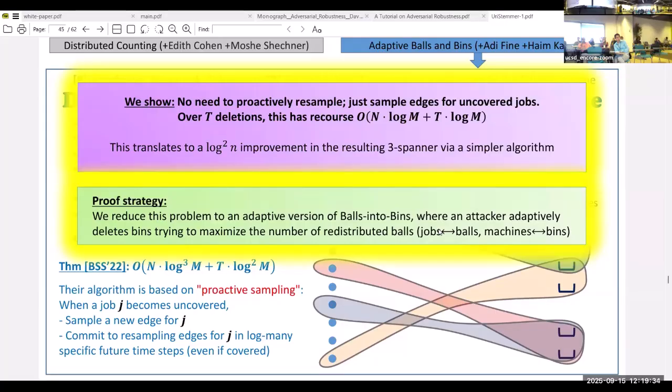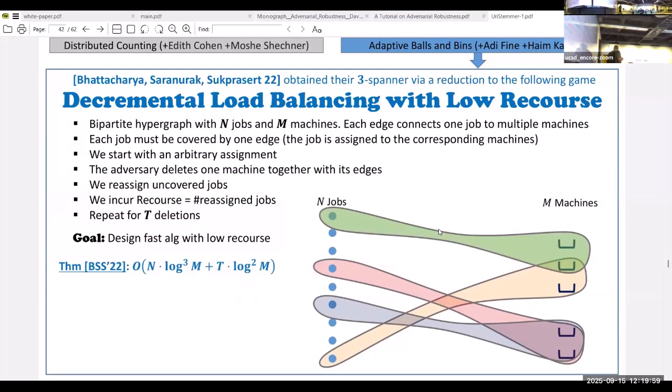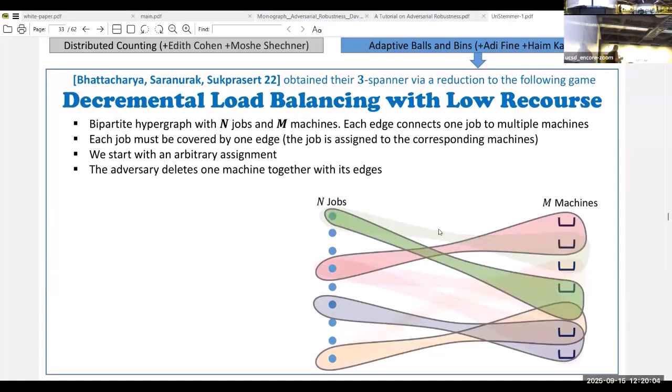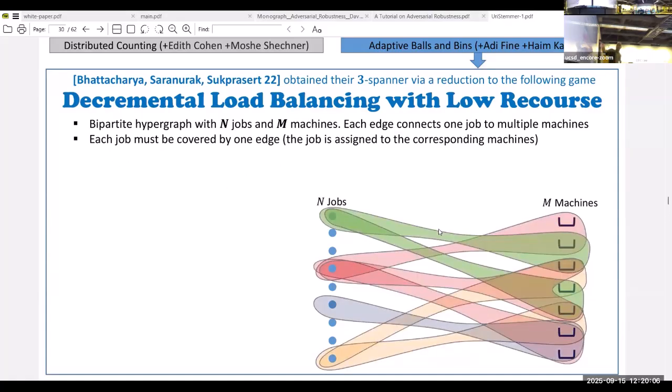Okay, so the technique that we use in order to analyze this simple algorithm, just randomly sample an edge whenever necessary, is by relating this load balancing game to a simple adaptive version of balls into bins. Okay, so let me go back to this picture. So that's why the machines here look like bins in my slides.